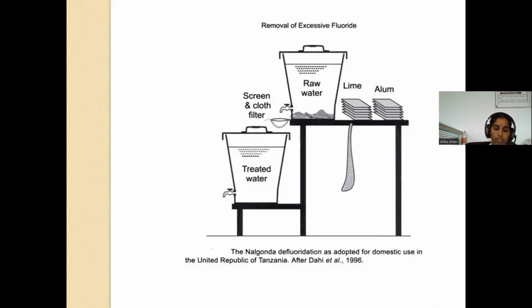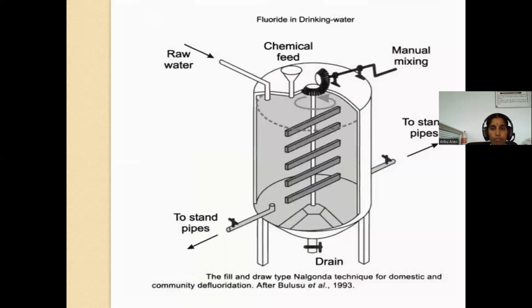This is one of the oldest techniques, which was initially adopted in the village of Nalgonda in India. It works on the principle of flocculation. Initially, the raw water is mixed with lime or sodium carbonate in order to create alkaline condition for effective hydrolysis of alum salts. This is the Nalgonda technique diagram.